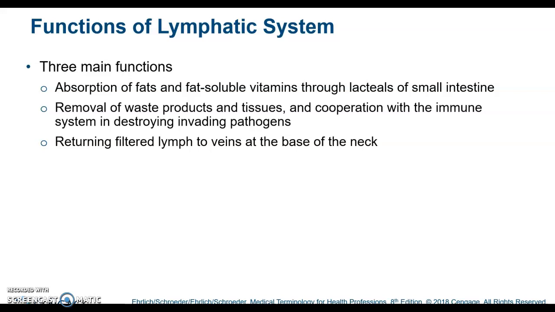Another function of the lymphatic system is to remove waste. It removes waste products from different tissues, and it also helps the immune system to destroy certain pathogens. Of course, a pathogen is any microorganism that causes disease, so a virus or bacteria would be a pathogen. And then the third function of the lymphatic system is to return that filtered lymph, which is a clear fluid, back to the veins.